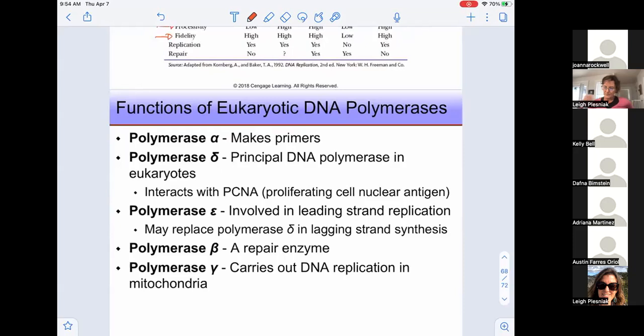Can I ask a question about these polymerases specific to the eukaryotes?